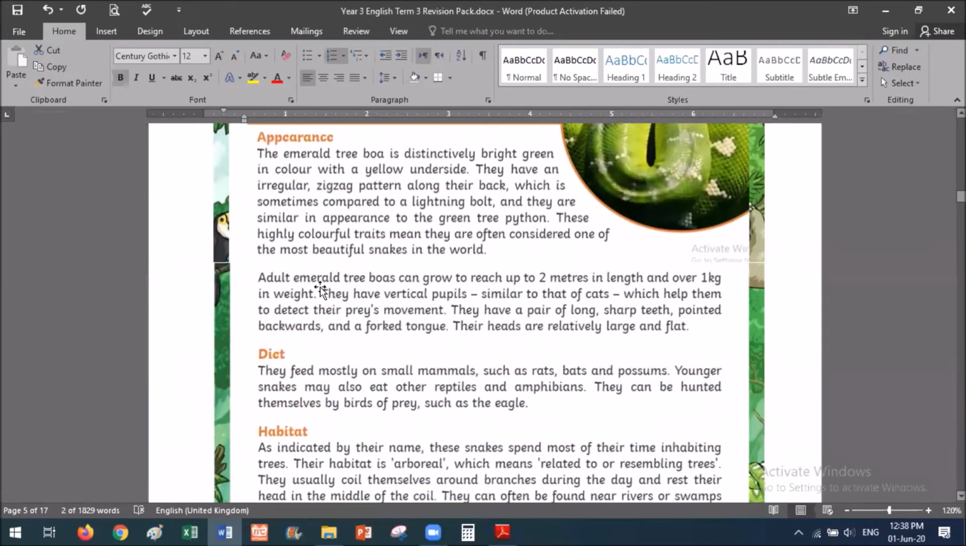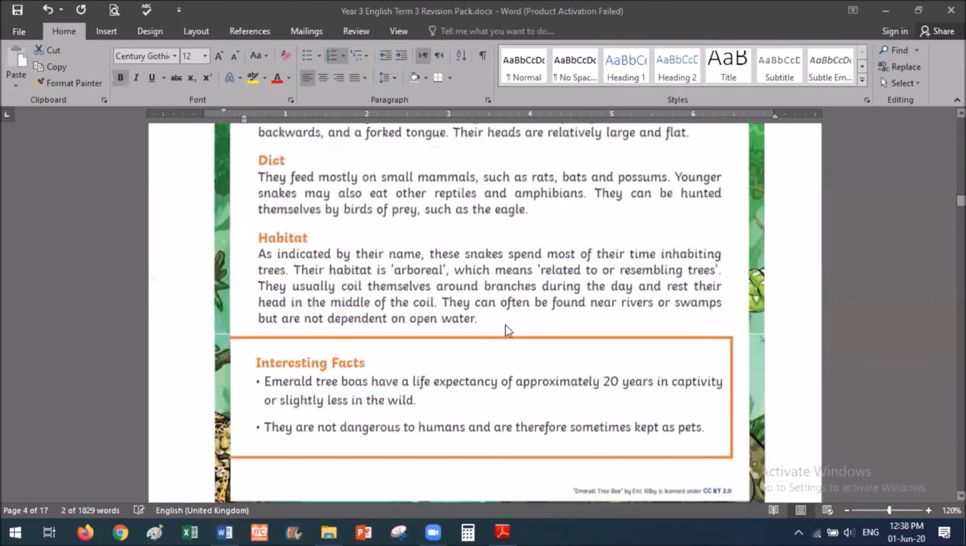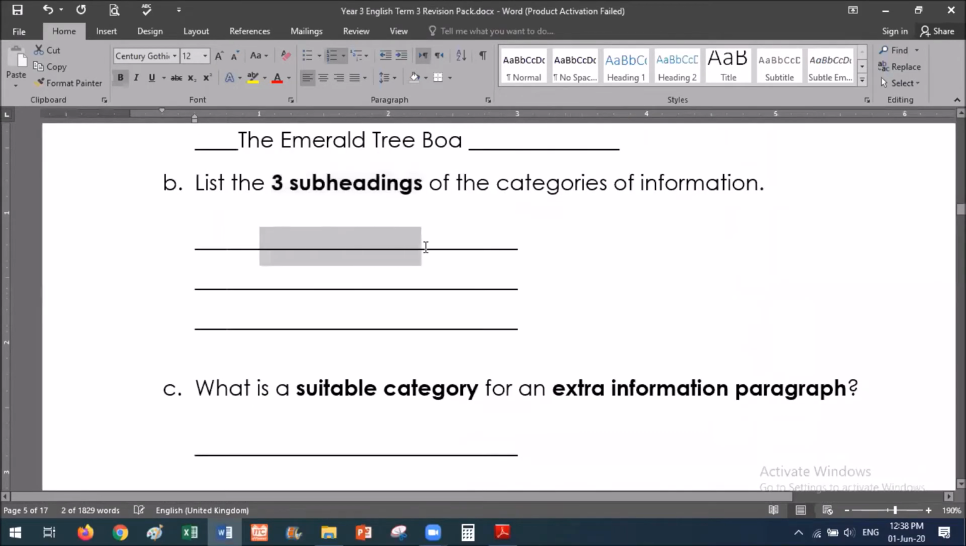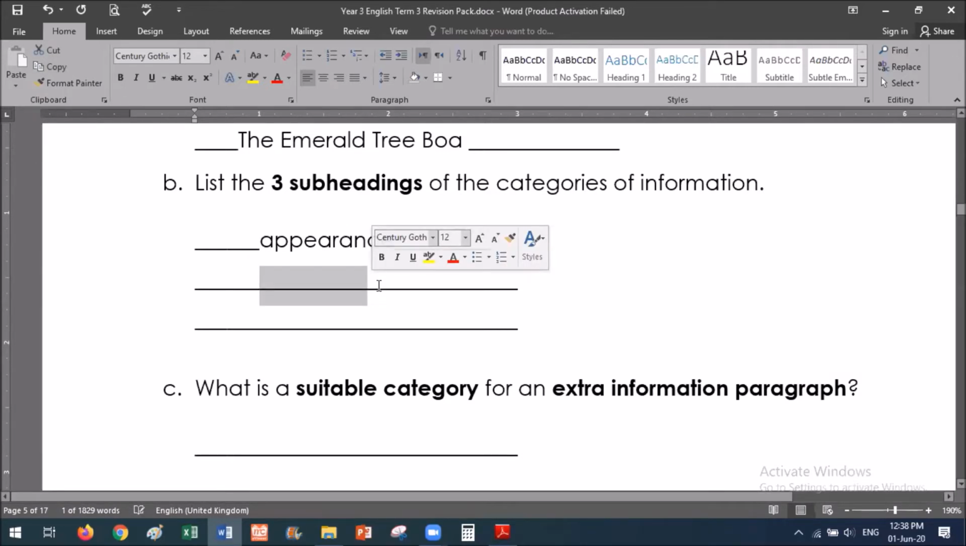So we can see, sorry, I'm going to show you guys here. The subheadings are these ones here. So we have appearance, and we have diet, and we have habitat. Exactly. Thank you, Takwa. So we're going to write those ones in. Appearance, diet, and habitat. So if you've got your revision packs, you can write them in now.